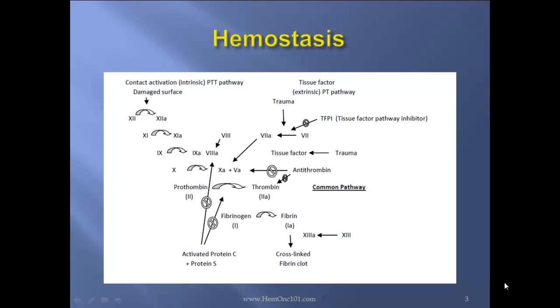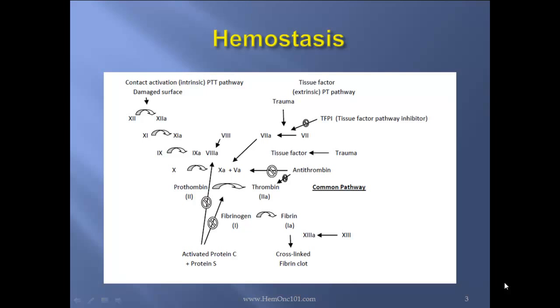Now the more slow methodical pathway is factor 12, 11, 9, 8, which then activate the common pathways 10 and 5. Now people always ask, which is the more important pathway? They're both important, but remember, the severe bleeders are hemophiliacs, which include factor 8 and 9. So even though the extrinsic pathway is the initial activator, the PTT pathway is a more methodical pathway, which actually drives the clot formation. Several important points.